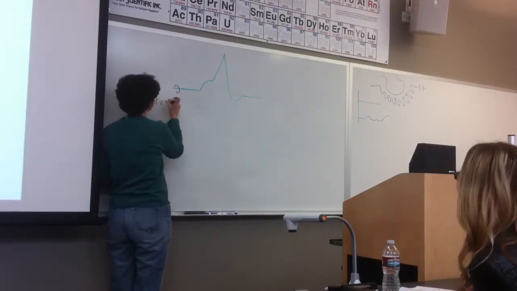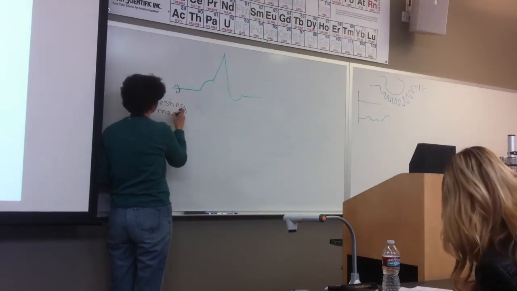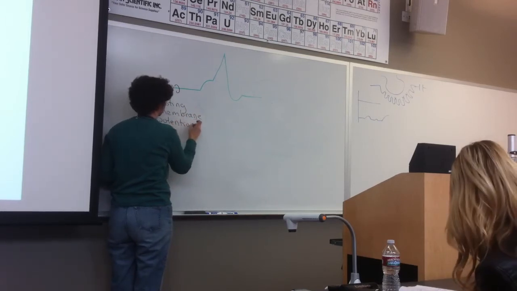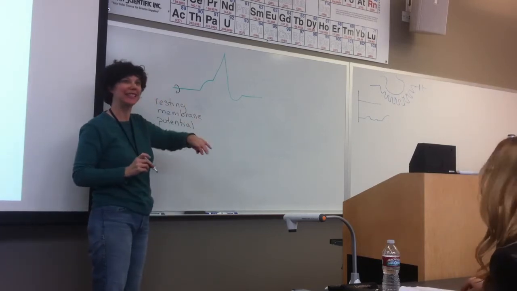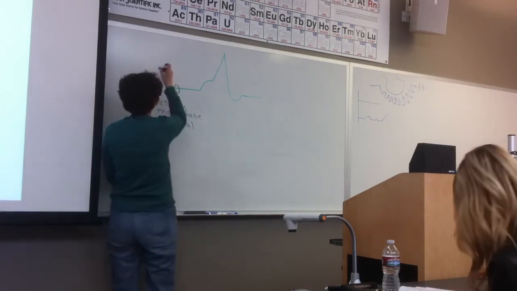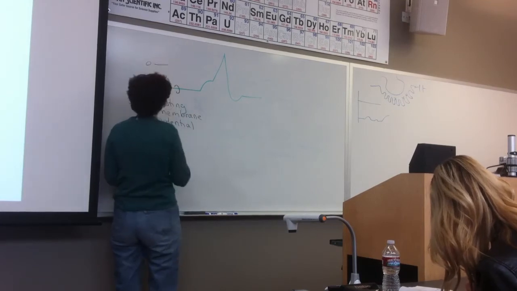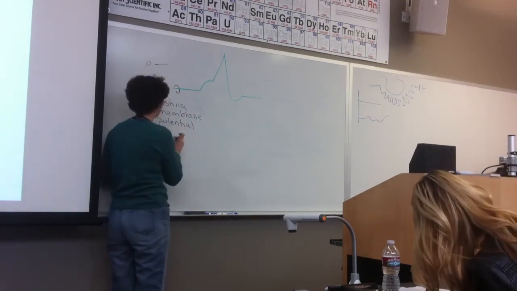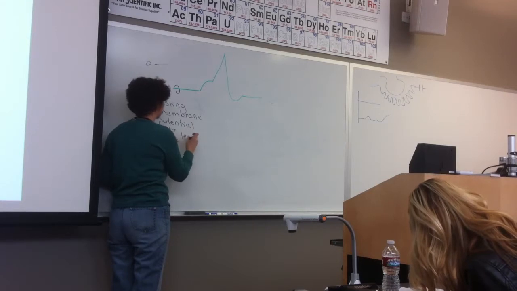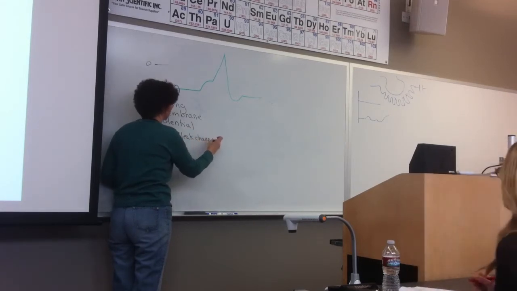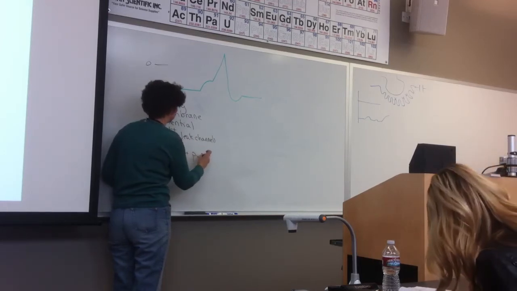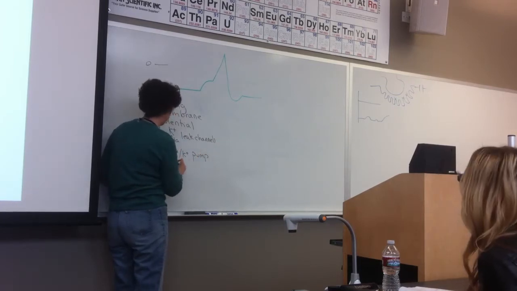Resting membrane potential. And as we just reviewed, it would be there, negative resting membrane potential. So up here would be zero. Okay. And that would be due to our sodium potassium leak channels, our sodium potassium pumps, and our protein negative charges.